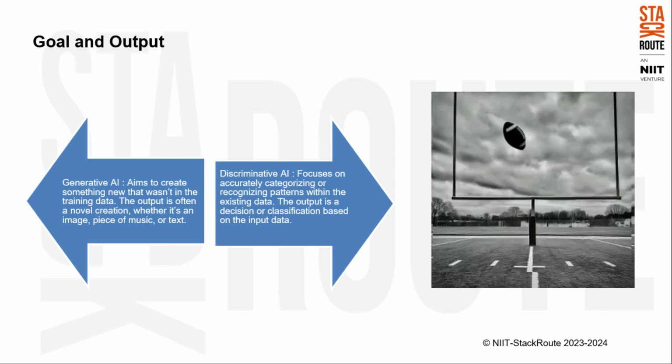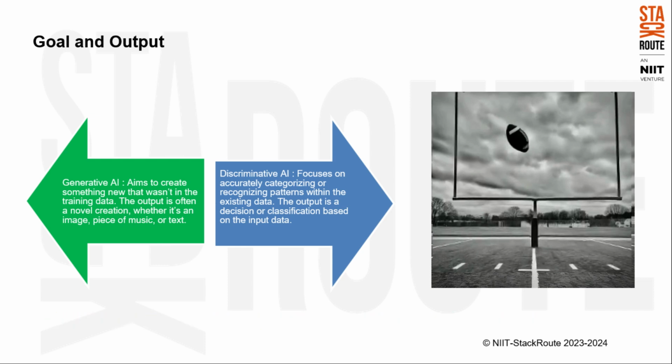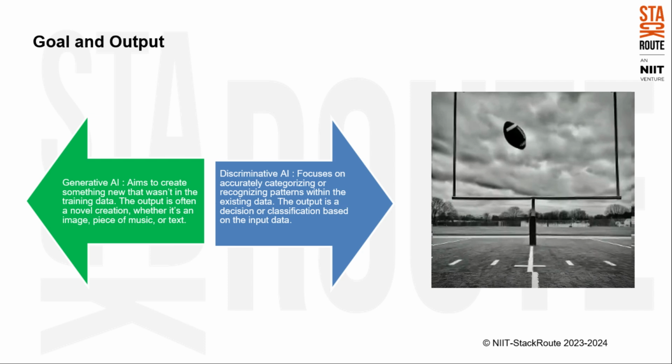The goals and outputs of generative AI and discriminative AI models differ based on the primary objectives and learning approaches. Generative AI models aim to create something new that wasn't present in the training data. The core goal of generative AI is creativity and the generation of novel content. These models learn from the patterns and structures within the training data to understand the underlying distribution and generate new instances of data. The output of generative AI models is often a novel creation that goes beyond the original training data.